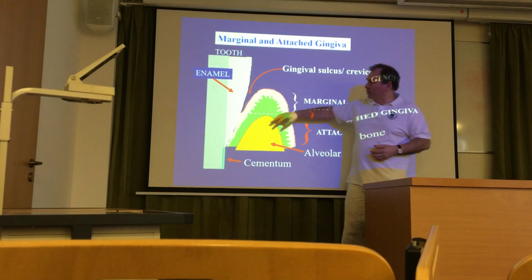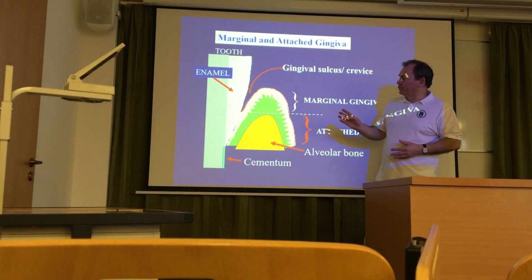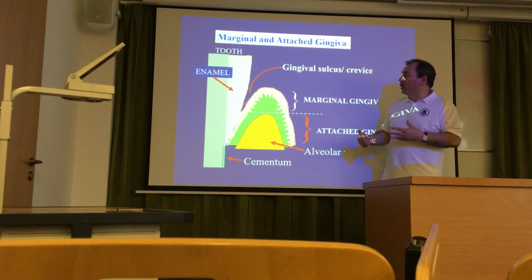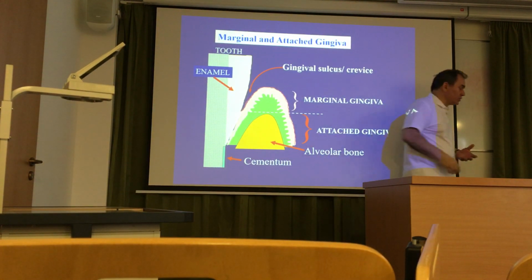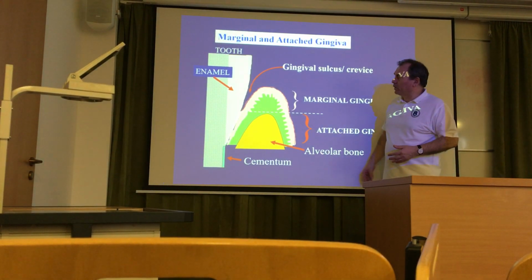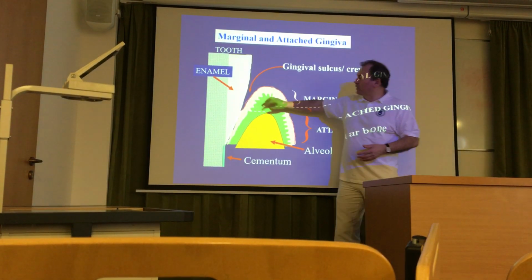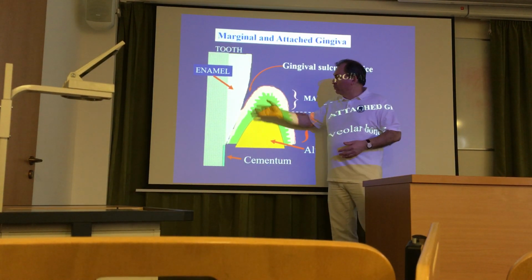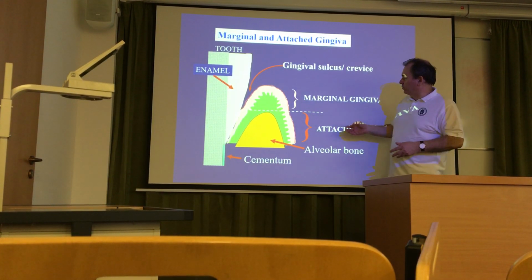GCF is produced in this area, and it is very important to preserve the health of the gingiva, because it may contain antimicrobial agents, either cellular or non-cellular, and this fluid washes away the bacterial content from the sulcus and from the vicinity of the tissues, and will clean the area. So it is very important.